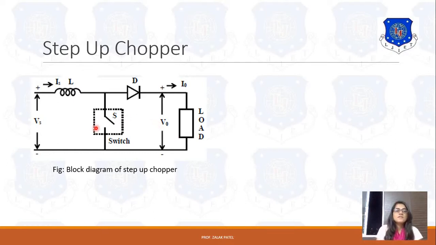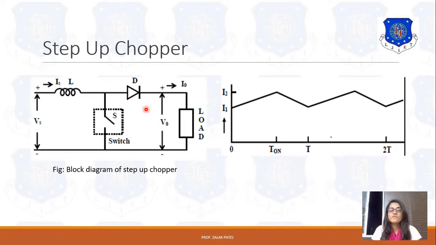Now this switch is one type of SCR. It can be either on or off. According to the switch operation, its waveform is like this. Now let's see the operation of the step up chopper, how it works.